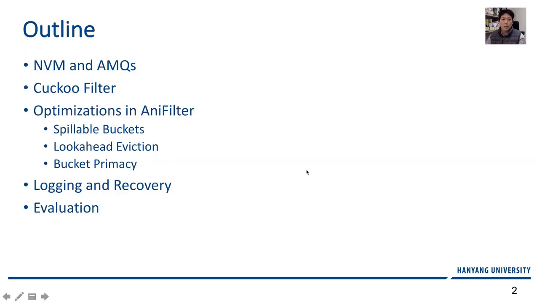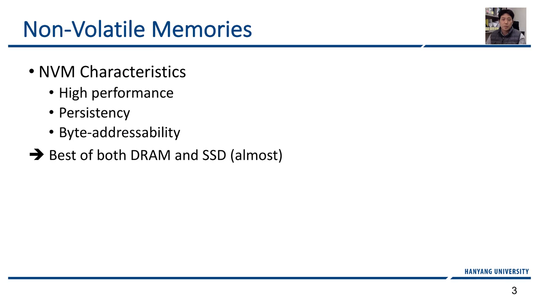This is the talk outline, and I will start with NVMs and approximate membership query data structures. Non-volatile memories such as 3D XPoint have high performance, persistency, and byte addressability. These characteristics of NVMs give opportunities and also challenges to system software. Particularly, much work has been done on persistent index data structures like B+ trees and hash tables.